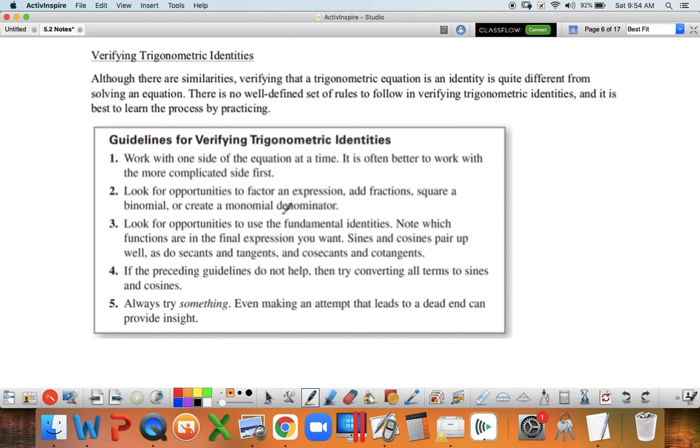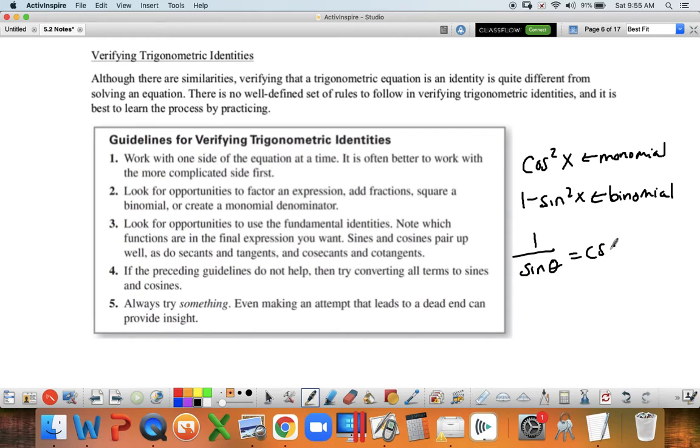A monomial means just one term. We love just having one term in our denominator. This is a monomial, whereas this is a binomial. So we want to try to avoid having a binomial in our denominator. We want to have a monomial in our denominator. Look for opportunities to use those identities. The Pythagorean identities are going to be the ones that come up the most, but we're also going to need to know things like 1 over sine theta is equal to cosecant theta. So those will come up as well.